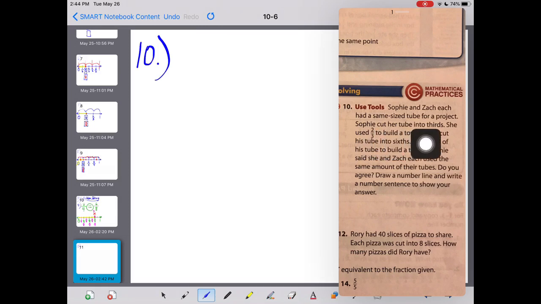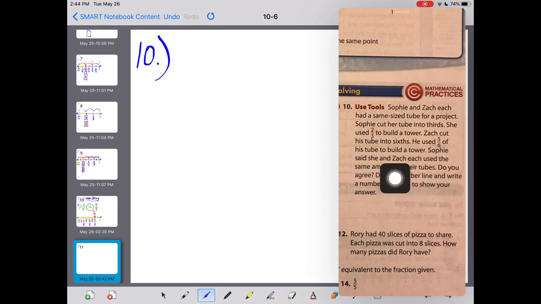Sophie cut her tube into thirds. So think about it. 3 equal pieces. She used 2/3 to build a tower. 2 out of the 3 pieces to build the tower. Zach cut his tube into 6ths. So that means his tube, the same size tube, has been cut into 6 equal pieces. He used 5/6, or 5 out of the 6 pieces of his tube, to build a tower.